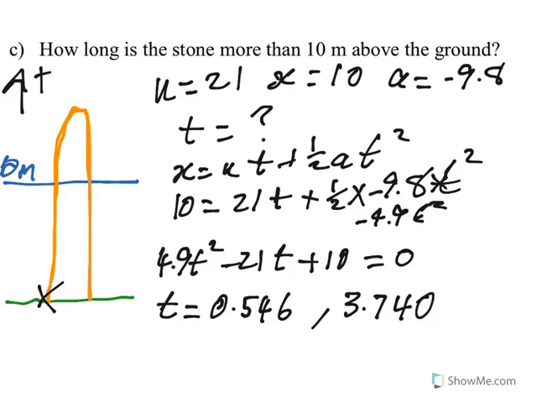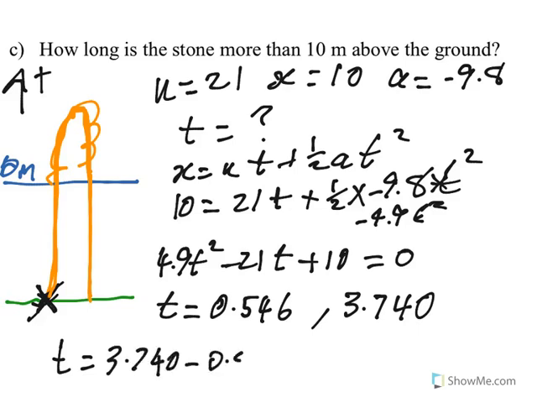Now, of course, that makes sense because this was from the start. This is when we chucked it to begin with. So 0.546 after it was chucked, it goes past 10 metres on the way up. And then 3.74 seconds after it was chucked, it passes 10 metres on the way down. So the time above 10 metres is this bit up here. To find that, we just need to subtract. So 3.740 minus 0.546, and that would be 3.194 seconds that it's above 10 metres in its journey.